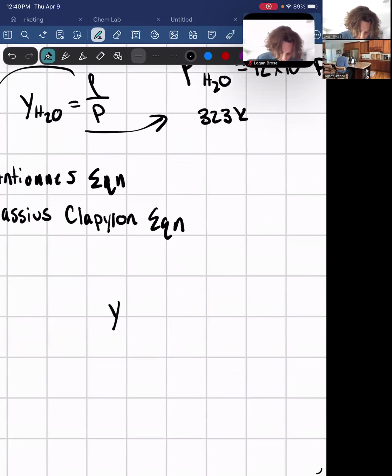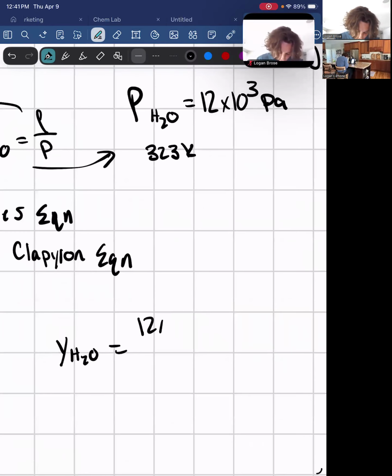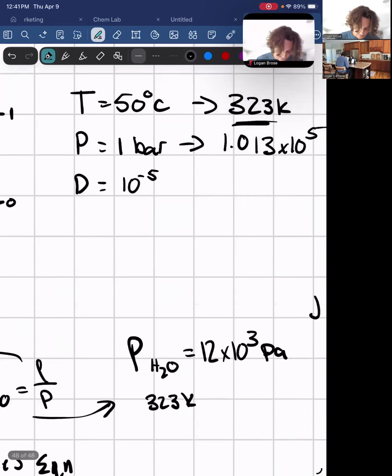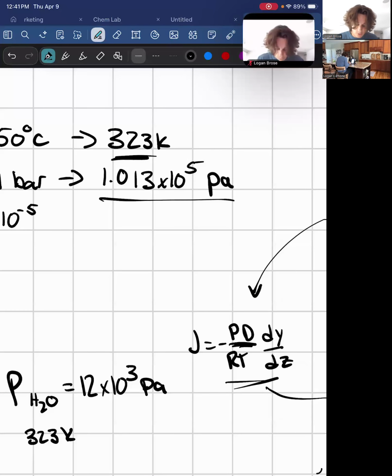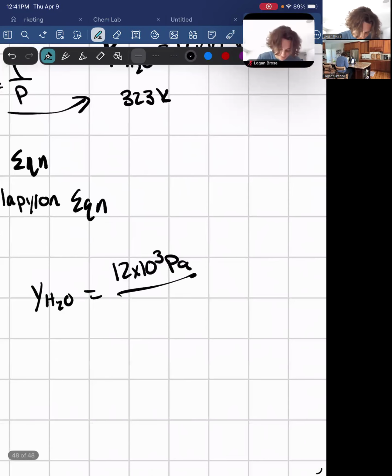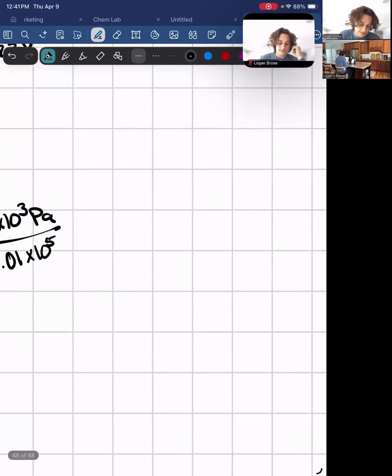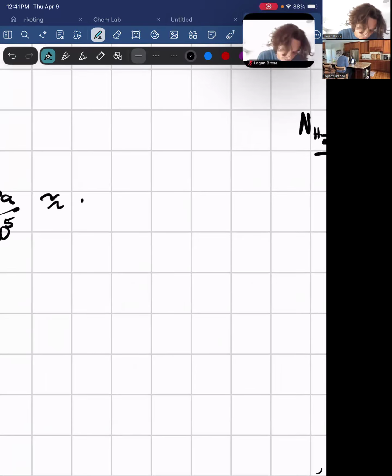So our Y H2O equals our 12 times 10 to the third pascals over our 1.013 times 10 to the fifth, right? And so this gets us about 0.12.